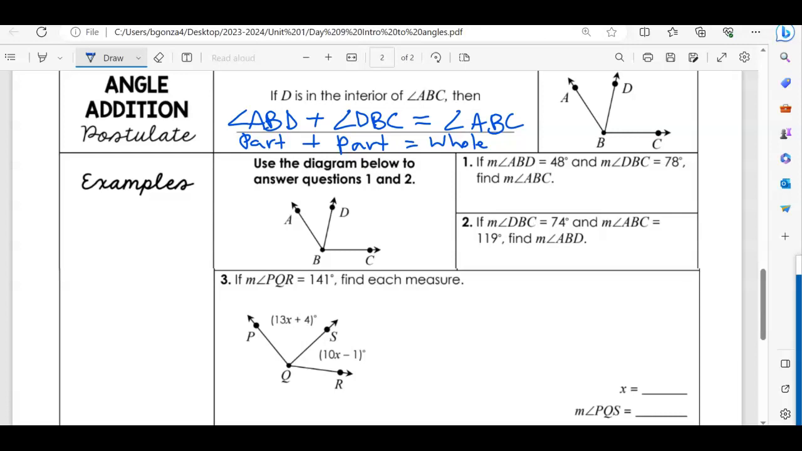If I know this part is 48 and this part is 78, what do I do with them to get the whole thing? Add them up, because part plus part equals whole. So 48 plus 78 equals x. That's what I'm missing. What is 48 plus 78? 126 is good. Cool. Do you see part adds up to make whole?